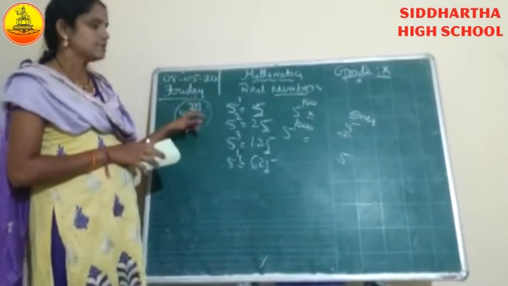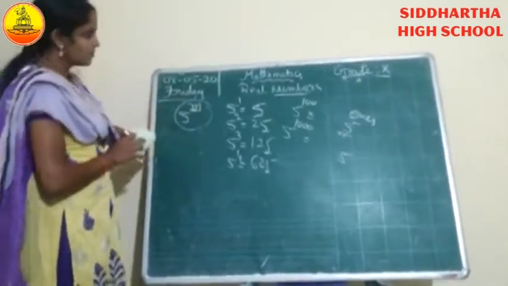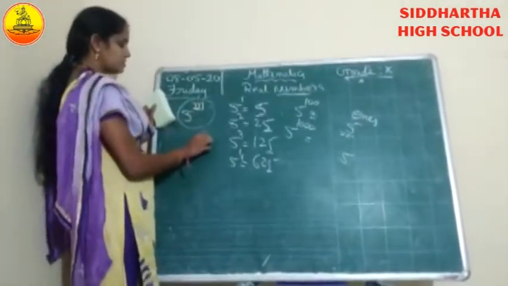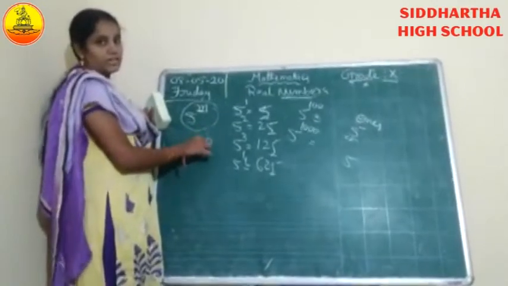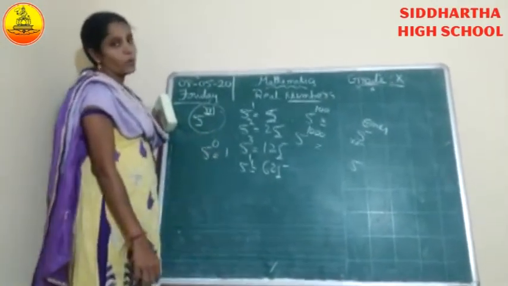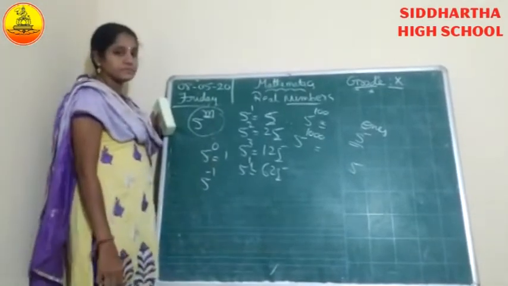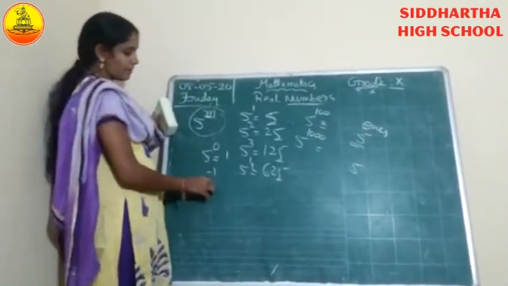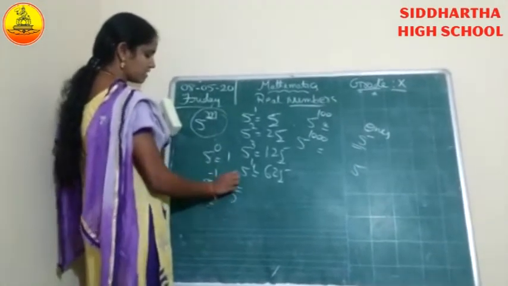Why am I saying m is a positive integer? If you take 0 in the place of m, what is the value of 5 power 0? Anything power 0 is always 1. If you take a negative integer in the place of m, 5 power minus 1, what is the value of 5 power minus 1?